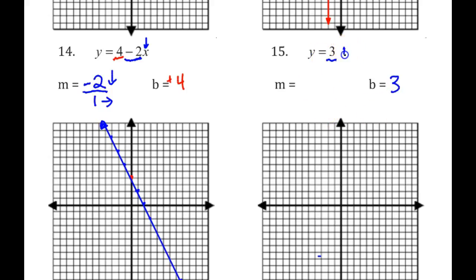So the missing number here would be 0x for the slope. So just by having that x like on number 13 and not having it here on number 15, you can see it changes which number is the slope, which number is the y-intercept. And don't forget, the slope is 0, that's horizontal. You might remember that because there's an O in the word horizontal, kind of like the same shape as a 0. Okay, so we're going to start at positive 3 on the y-axis, and that's going to be a horizontal line.